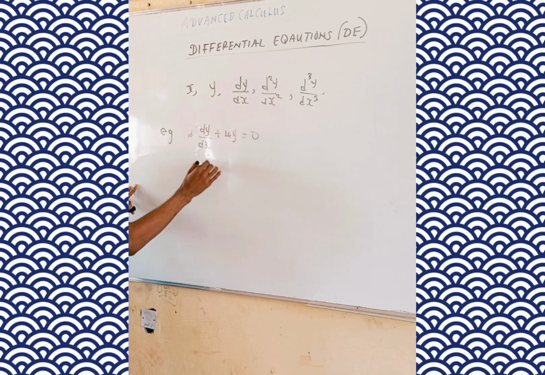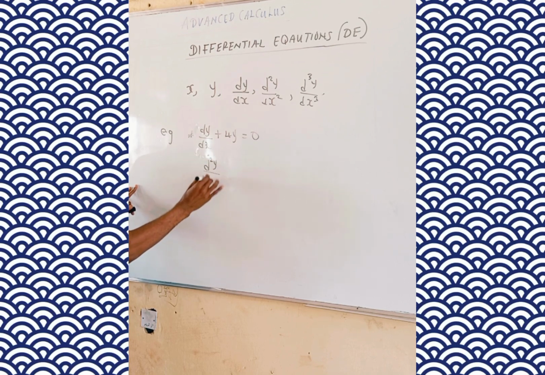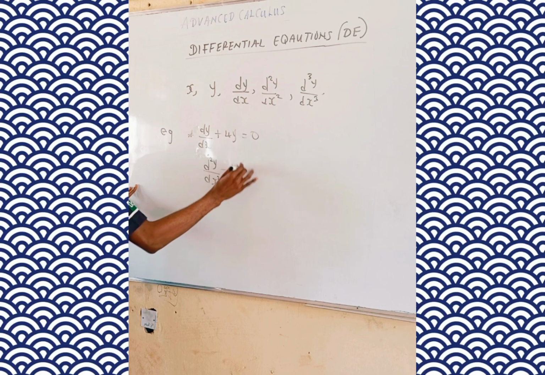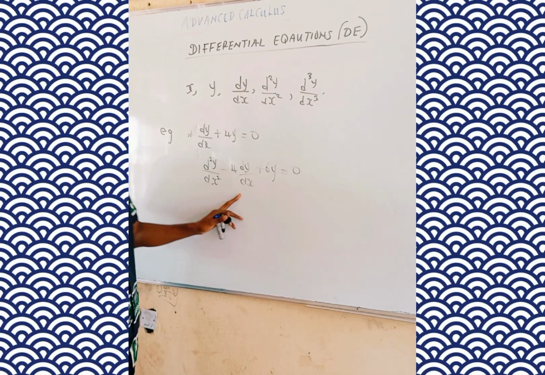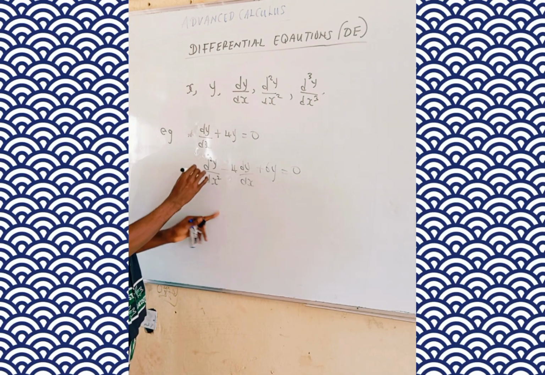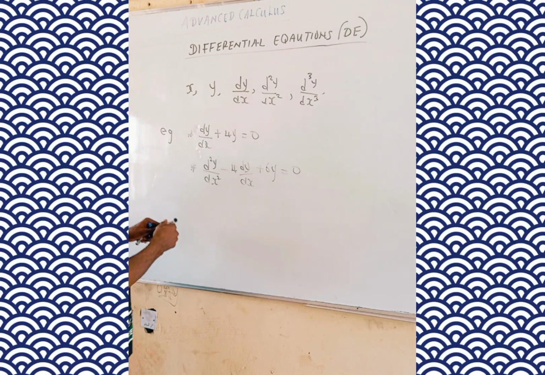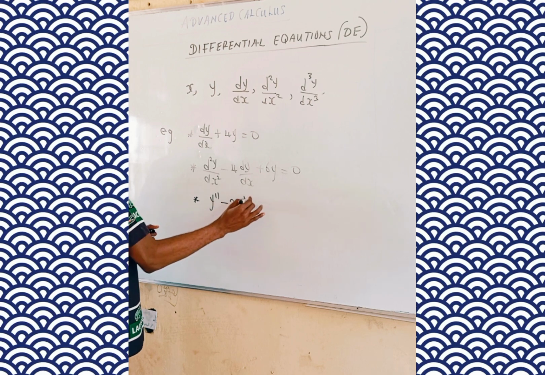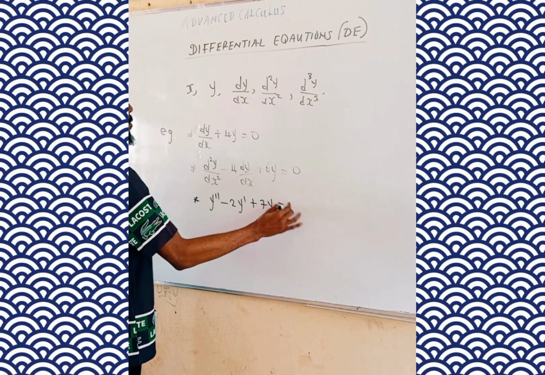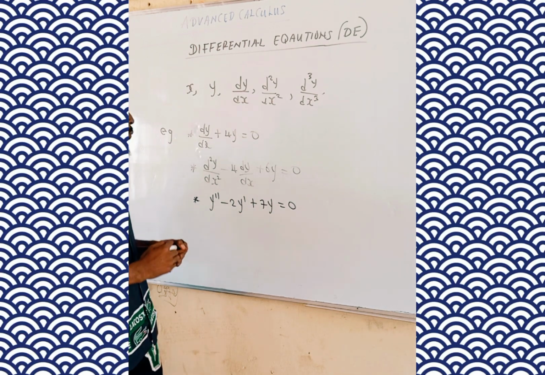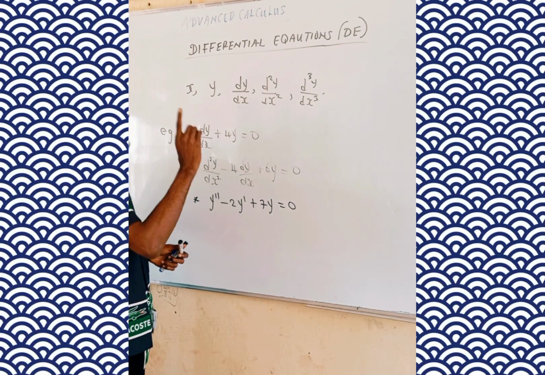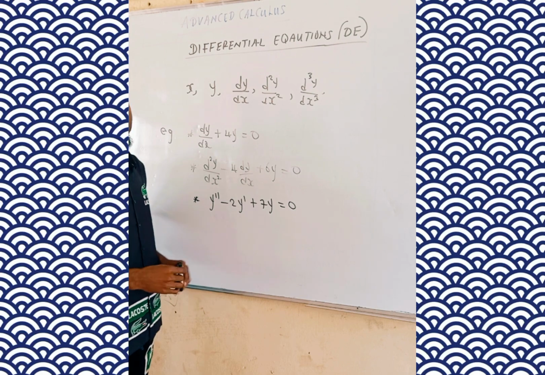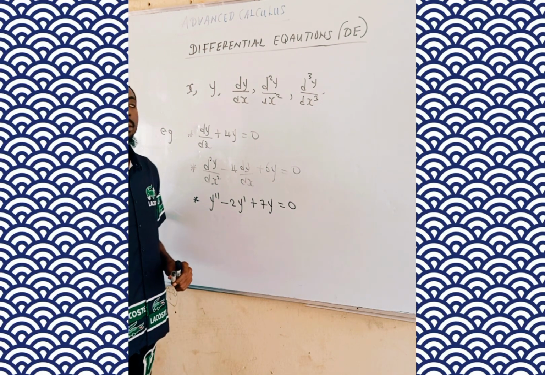Another example, we can have d square y over dx square minus 4 dy over dx plus 6y is equal to 0. This is also a differential equation. We can equally present it this way: y double prime minus 2y prime plus 7y is equal to 0. This is equally a differential equation, where y prime, the first prime of y, means dy over dx, which is the first derivative.